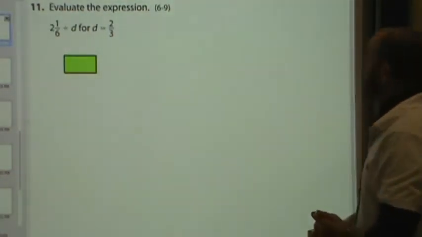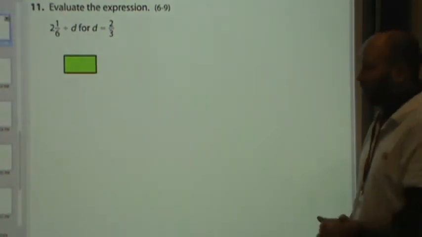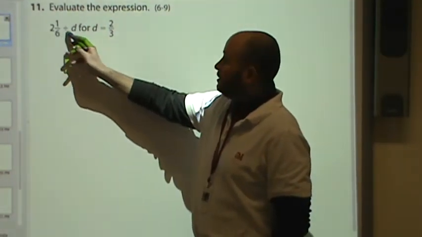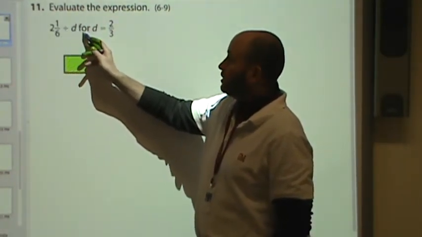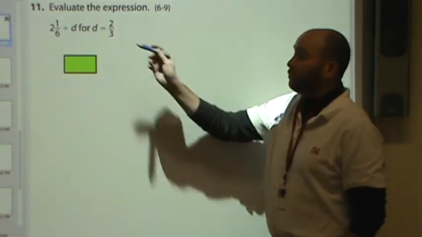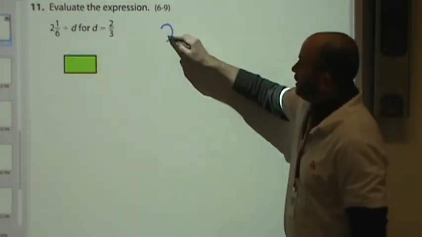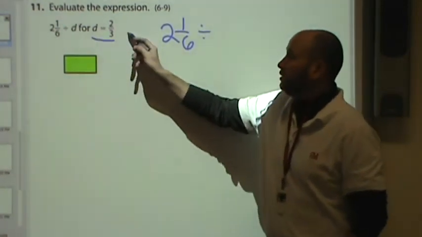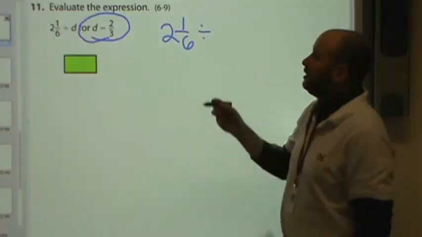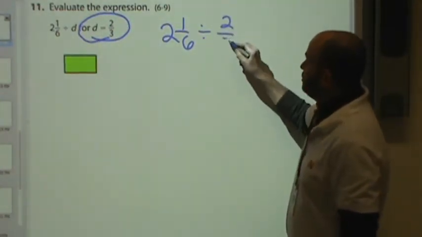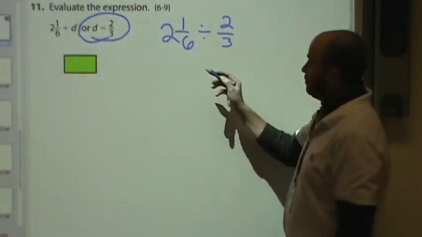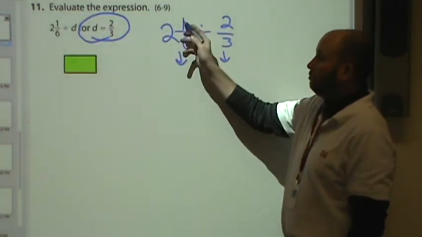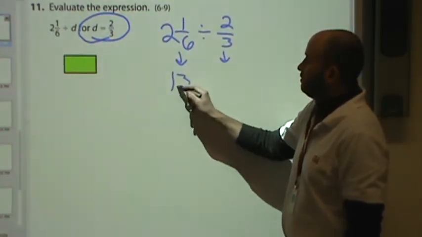Problem number 11. Evaluate the expression. In this case it says 2 1/6 divided by D, for D equals 2/3. So in other words, we're going to take D and replace it with the value it says, which is 2/3. So now all you have to do is do the division. 2 times 6 is 12, plus 1 is 13.